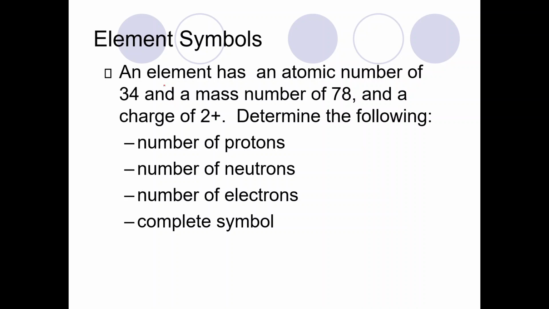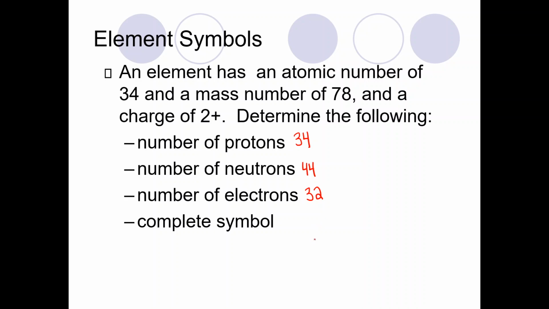All right, welcome back. An element has an atomic number of 34. That is my number of protons. And a mass number of 78. So if I have 78 minus 34, that must mean that I had 44 neutrons. And a charge of 2+. That means it has 2 more protons than electrons. So the number of electrons needs to be 32.